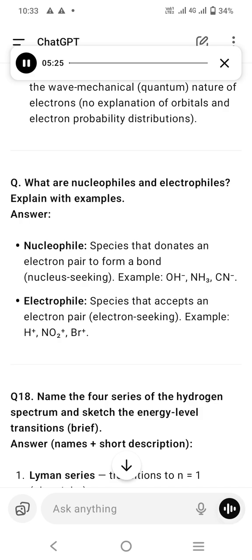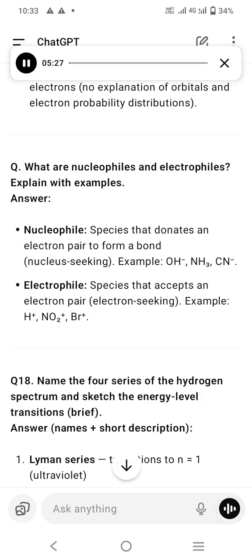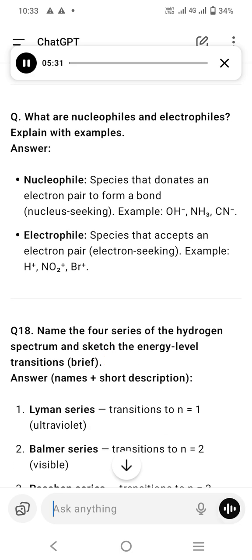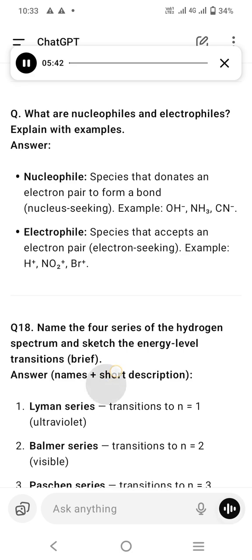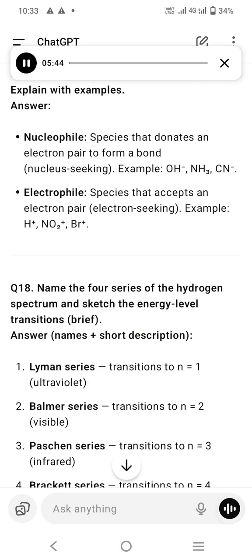Q. What are nucleophiles and electrophiles? Explain with examples. Answer. Nucleophile. Species that donates an electron pair to form a bond, nucleus seeking. Example: OH-, NH3, CN-. Electrophile. Species that accepts an electron pair, electron seeking. Example: H+, NO2+, Br+.